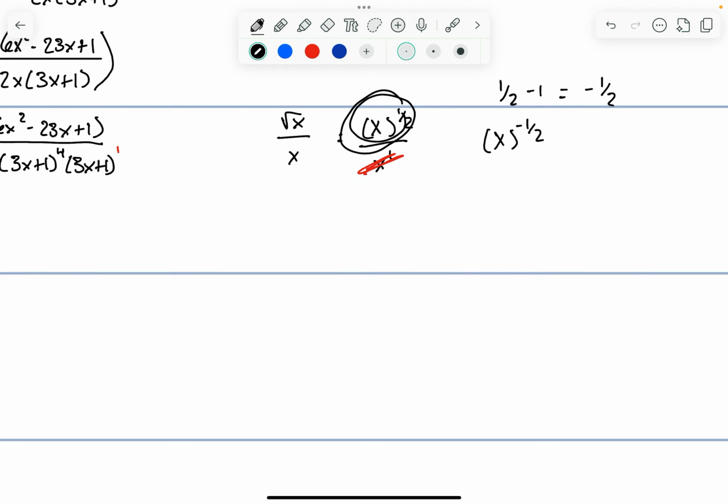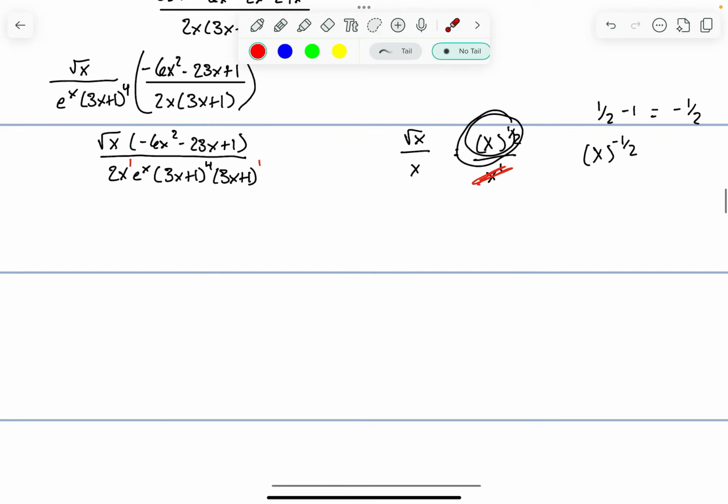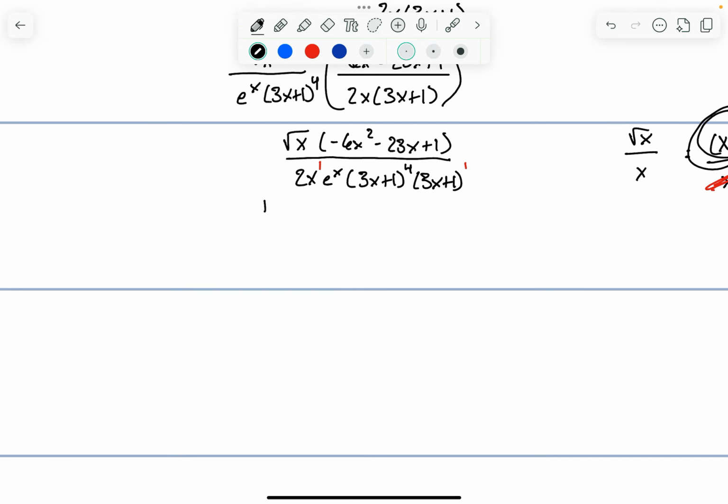So this is going to be at the top right here, and it's going to replace this. But since it's a negative exponent, we're going to have to bring it down right here so that I can turn it into a positive exponent. And now I'm just going to write my answer.